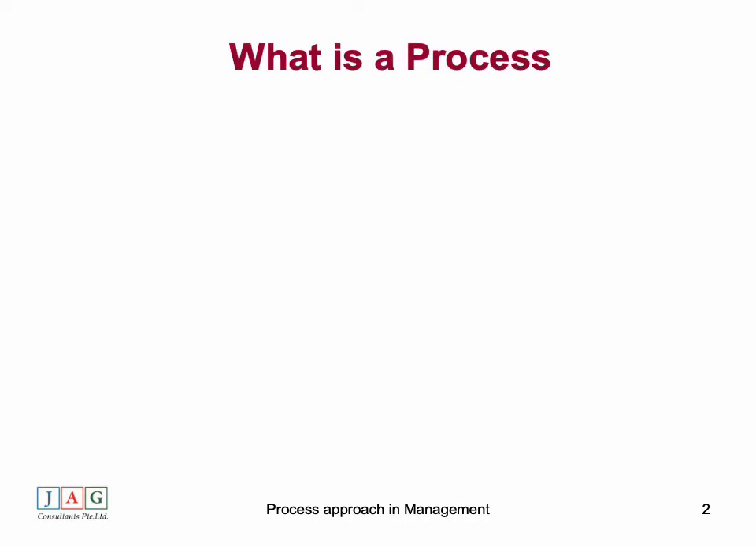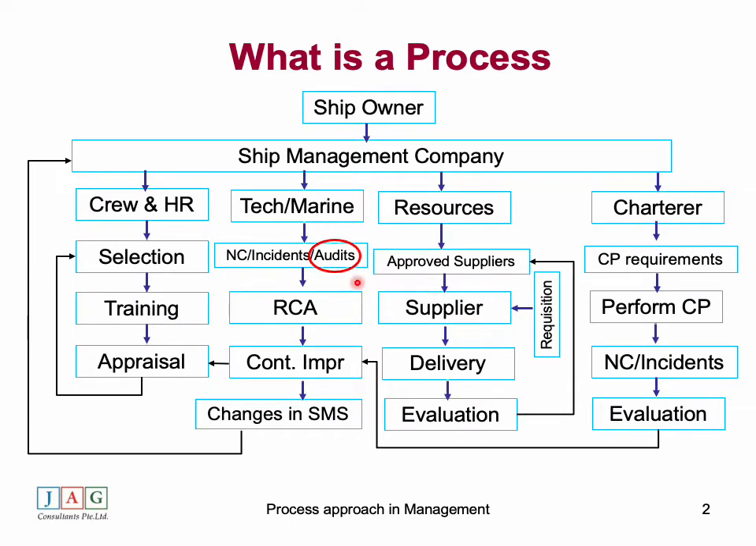So what exactly is a process? What's on your screen is an indicative representation of a ship owner giving a ship to a vessel management company, a ship management company. Typically, we've just shown crewing and HR admin department, technical and marine department, resources, charters. We've just taken a few of these departments due to limitation of space to explain, but it's basically to show you how processes within an organization are interconnected and interdependent.